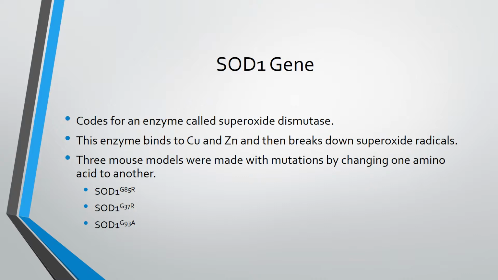The authors found different mouse models with a single amino acid change in different spots. These mutations include SOD1 glycine at position 85 to arginine, SOD1 glycine at position 37 to arginine, and SOD1 glycine at position 93 to alanine. All of these models showed that weakness developed in the hind limbs, which coincides with motor neuron degradation.